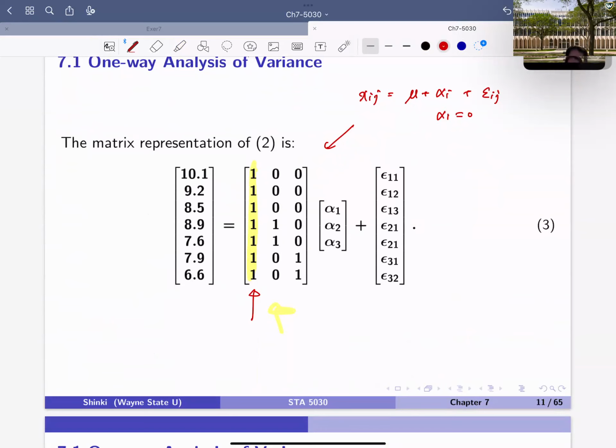So in this case, sorry about that, it may be better to put this as mu. The first group's mean is mu. The second group's mean is mu plus alpha 2. And the third group's mean is mu plus alpha 3.